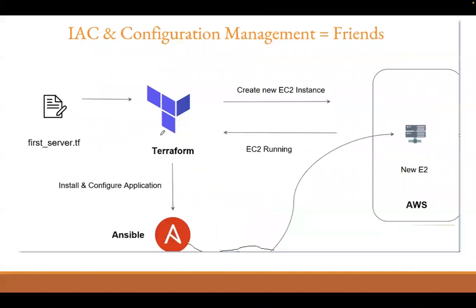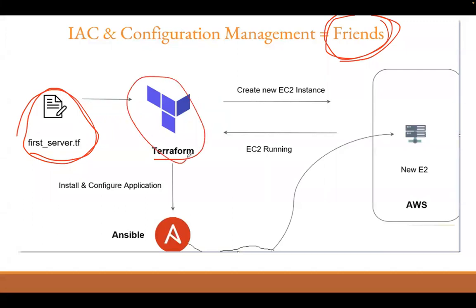IaC, infra as code, and configuration management tools are friends. They both work together. How? Something like first server.tf. This is my Terraform code. So install Terraform. By using Terraform, we can create a new EC2 instance in the AWS console.